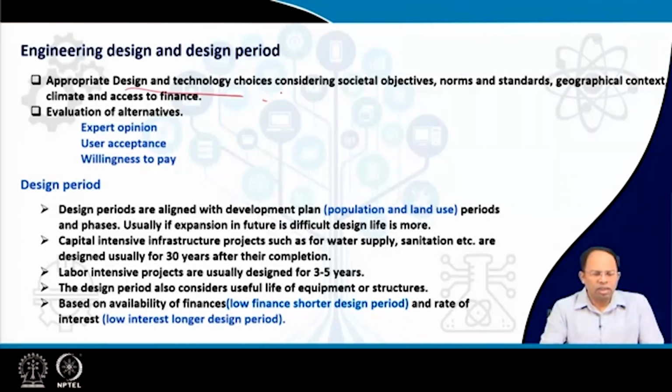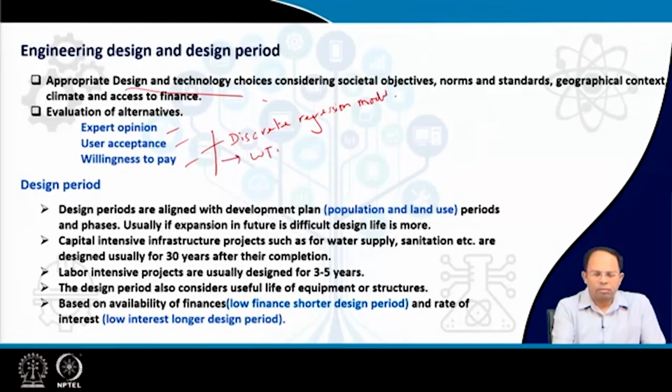So the actual design and technology choice obviously depends on all these factors. When we evaluate the alternatives, which option has to be chosen could be decided based on expert opinion, user acceptance and willingness to pay. The same discrete choice regression models, or WTP regression models, can be repeated when we put a particular option in front of people and ask them to choose which option is suitable for them, for a particular technology like an incineration plant or landfill and so on. So, this is another aspect that has to be considered.